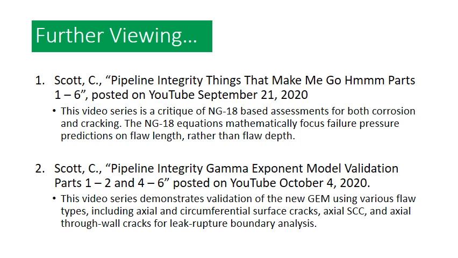If you've enjoyed this video, I'd also like to suggest taking a look at the other parts in this video series where I look at some other flaw types, including axial and circumferential surface cracks. I look at axial stress corrosion cracks and then through wall cracks for leak rupture boundary analysis. So please dig around on YouTube and you can find those fairly easily.